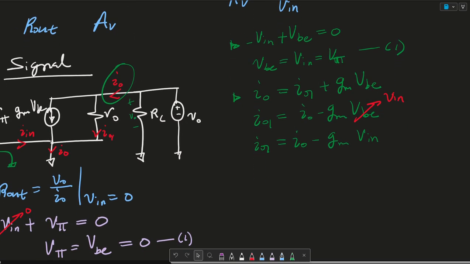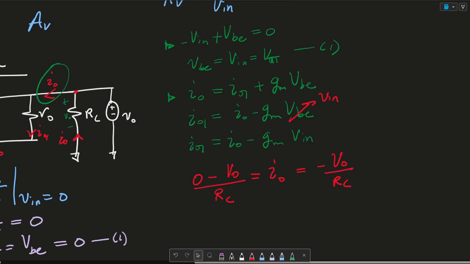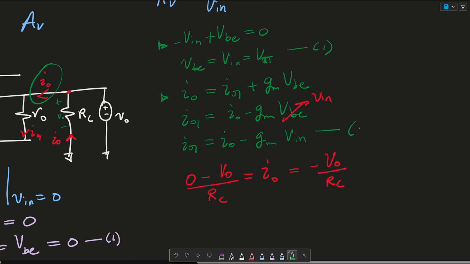Another equation we could write is IO in terms of VO. We know that IO is going through this resistor. So this is IO. If we write a node voltage between ground and this node here, we say that 0 minus VO over RC is equal to IO. So IO is again just negative VO over RC. This could be considered my second equation, and this is my third equation.